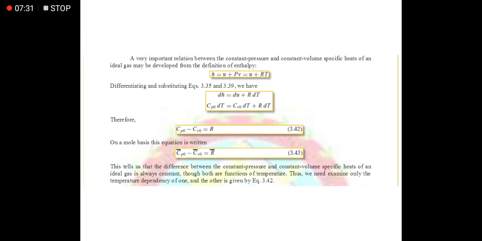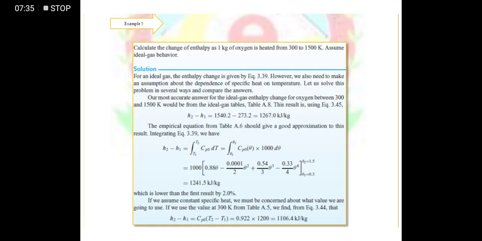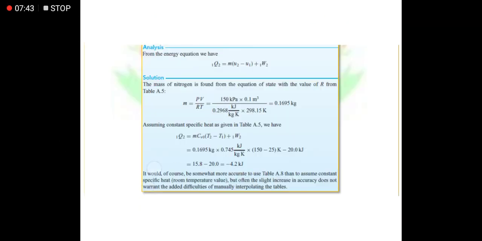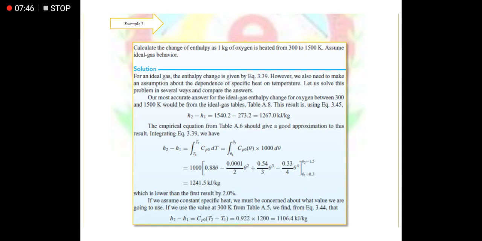It's just a derivation of Cp sub O in molar basis. Okay? So, here we go to example number 1. Let's read it. Let's discuss this because it is important. Example number 1, I mean example number 5.